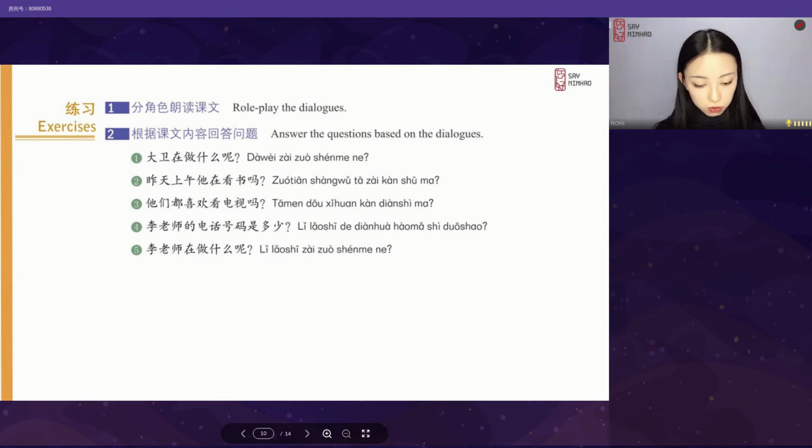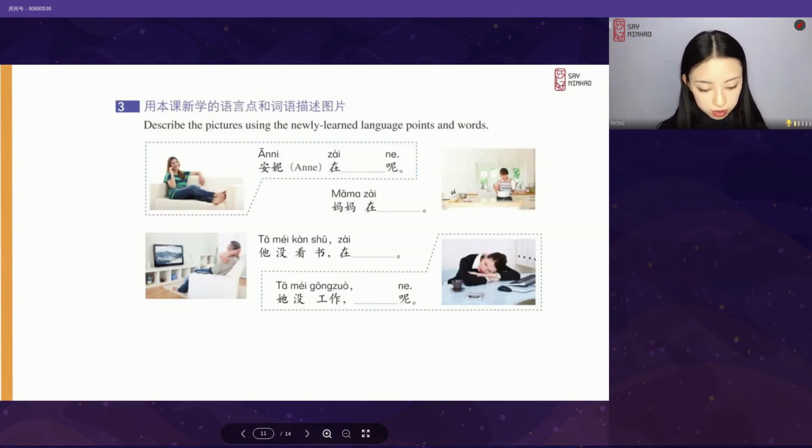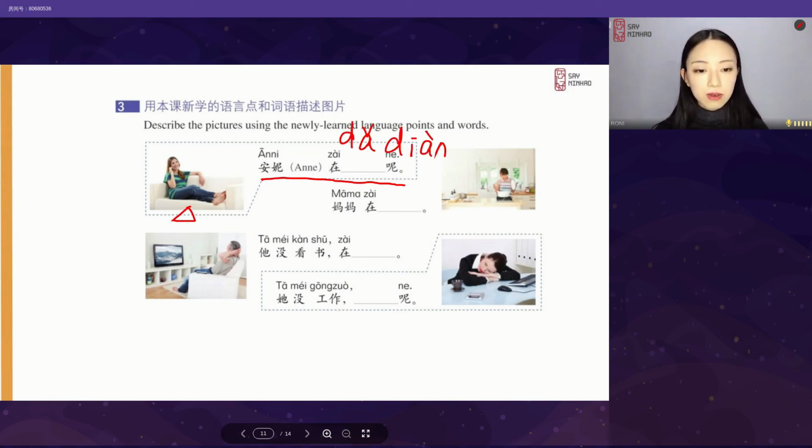Now let's move on to our exercise. First one. You can see here, Annie is calling someone. So how to say calling someone? Annie 在 she is 打电话呢, right? 打电话. Okay, 安妮在打电话呢.